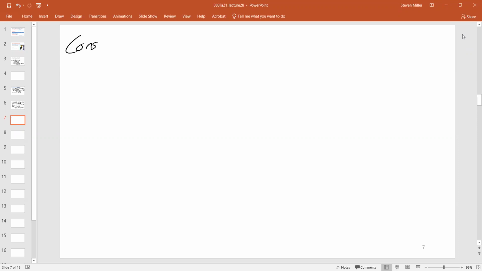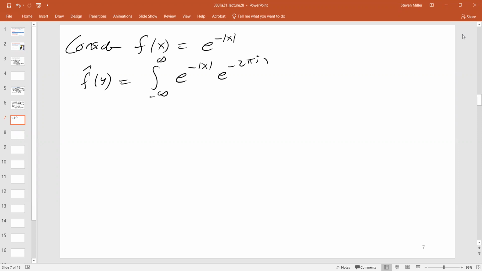So let's consider, let's say f of, I'm going to switch back to the variable x because I like the variable x. Let's consider f of x equals e to the negative absolute value of x. Okay. This is a nice function, has good decay, continuous, not differentiable everywhere, but almost everywhere. And we can calculate its Fourier transform. So f hat of y is the integral from minus infinity to infinity of e to the negative absolute value of x, e to the negative 2 pi i x y dx.